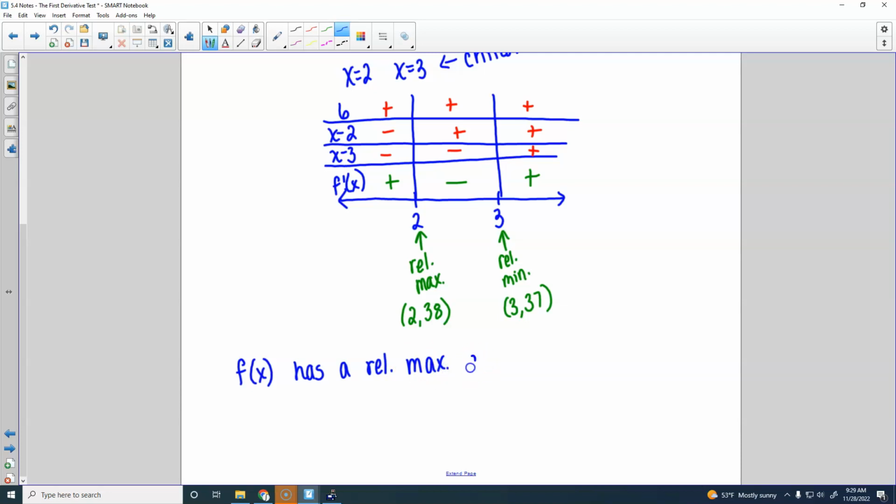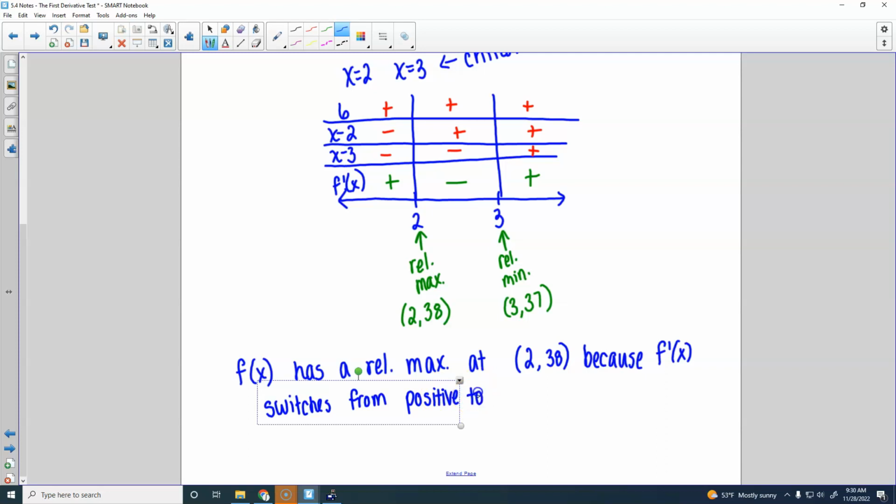maximum at (2, 38) because f prime of x switches from positive to negative at x equals 2.